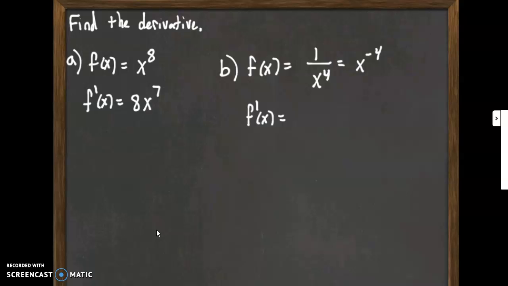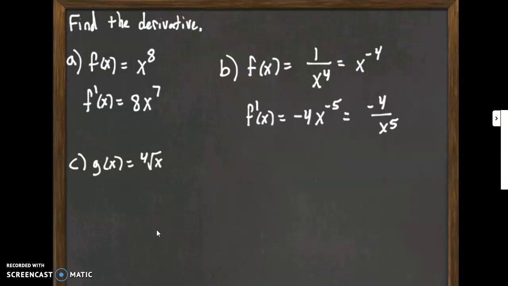So back to the problem here, f prime of x. We multiply by the exponent, which is negative 4, and then we drop it by 1. Now we don't prefer our answers to finish off with negative exponents. It's often convenient in the middle of a problem, but at the end, we want to get rid of the negative exponents. So we remember that negative exponents belong in the bottom. So we take that x to the negative 5th and we shift it down, and our answer becomes negative 4 over x to the 5th.